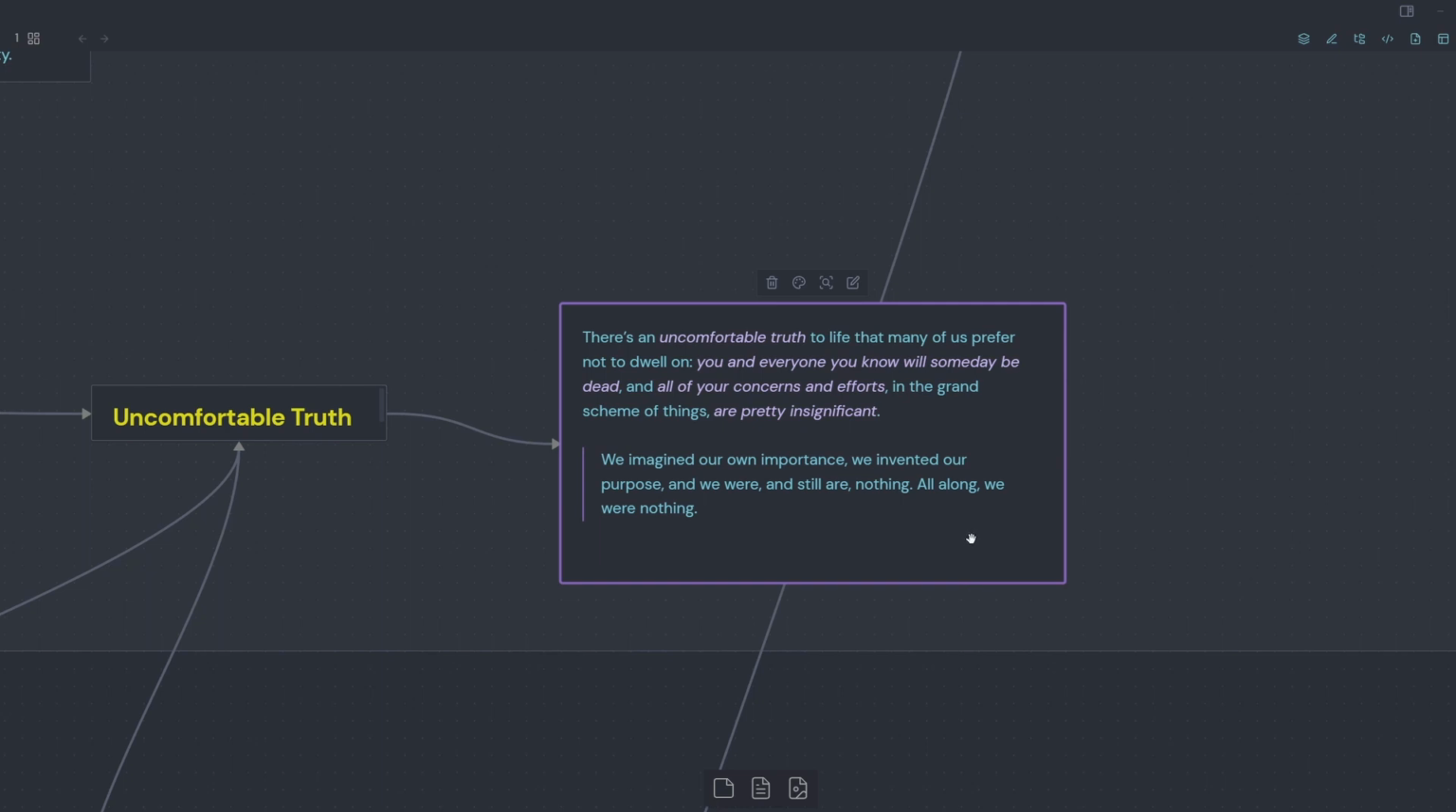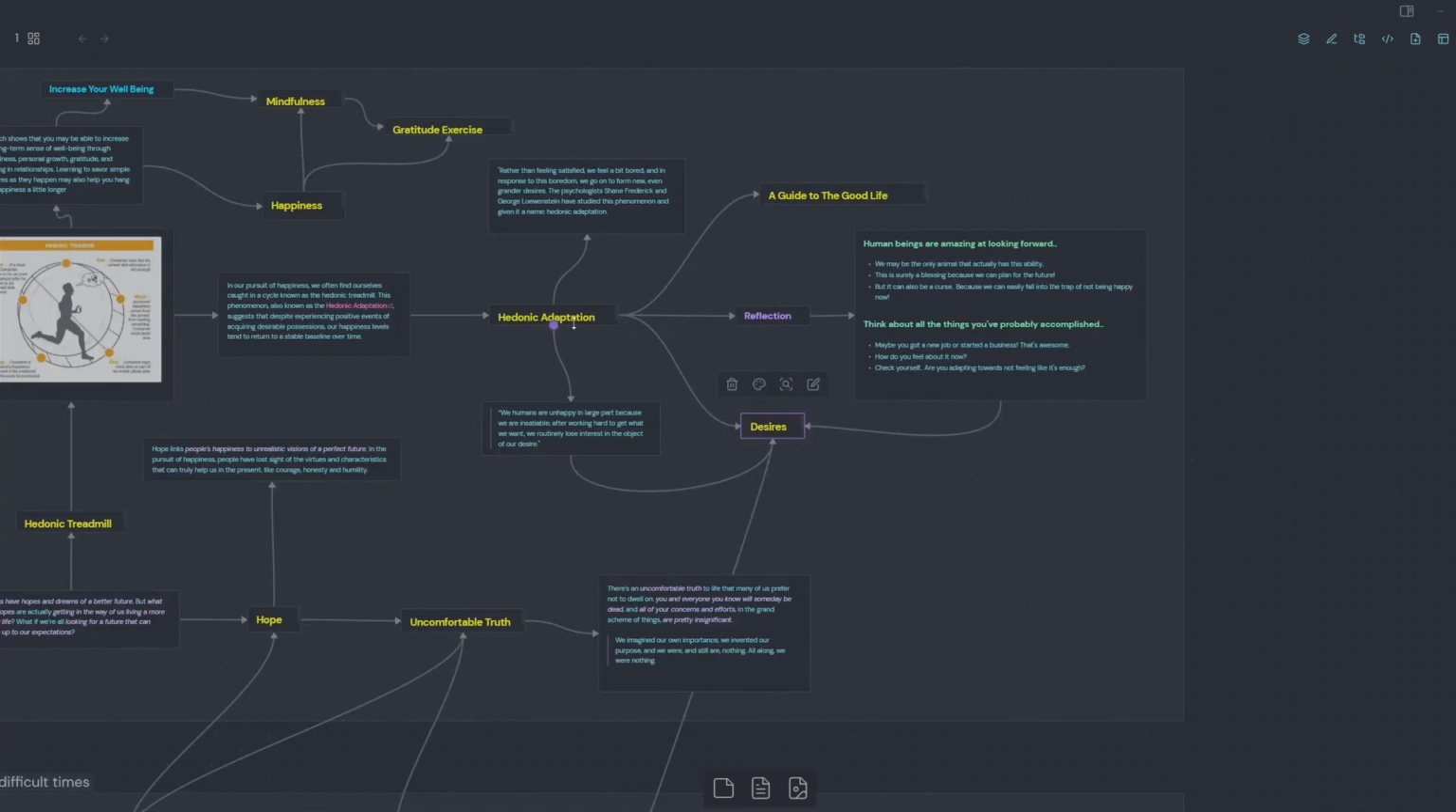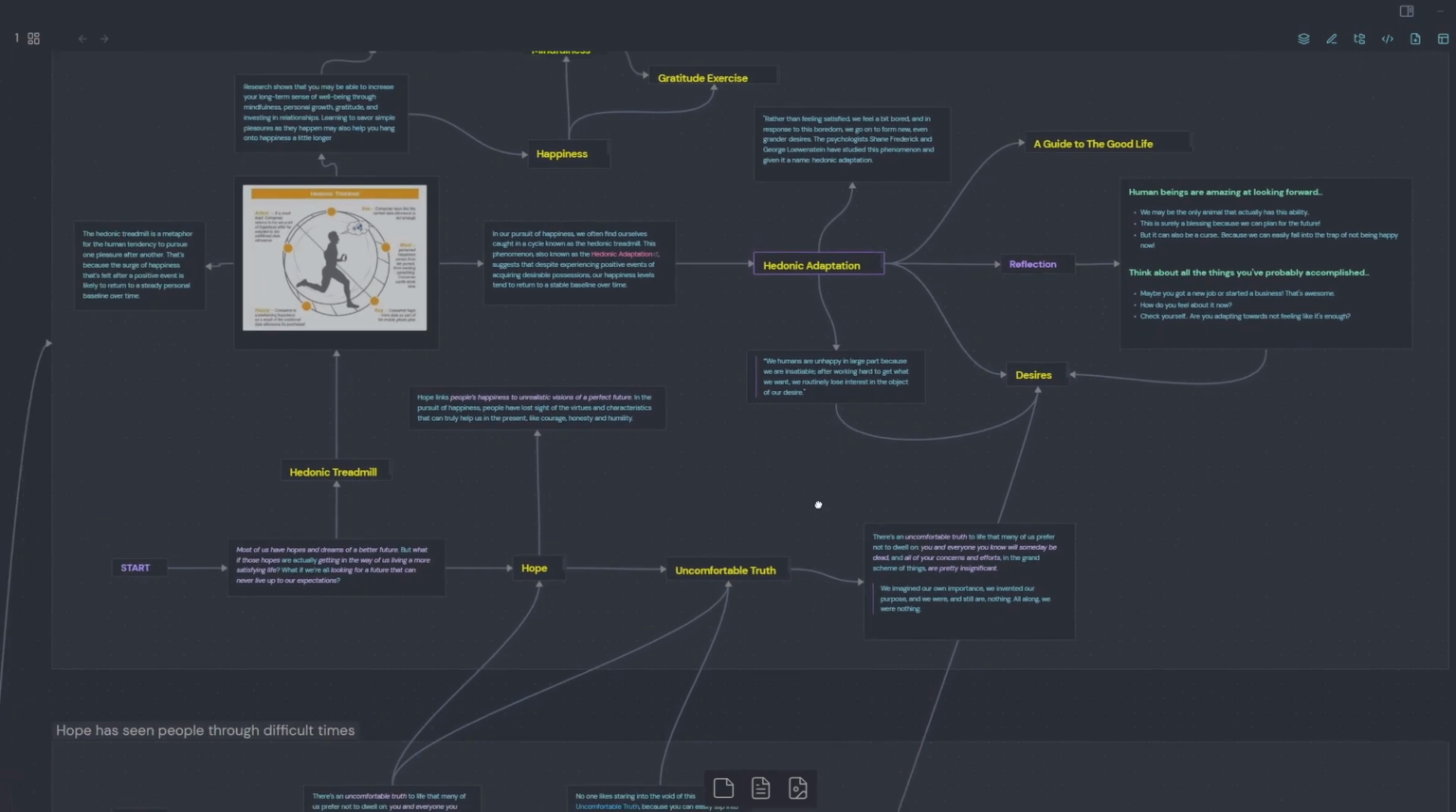We've imagined our own importance. We invented our purpose, and we were, and still are, nothing. All along, we were nothing. This is quite a powerful statement, and this is directed at our ego. We can see from there that links back into the hedonic adaptation.